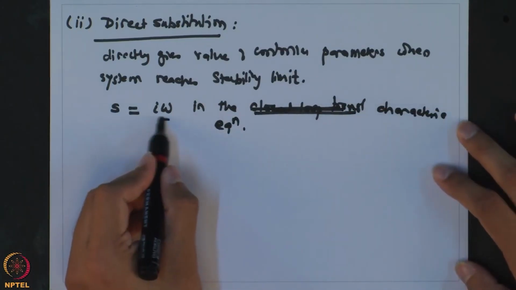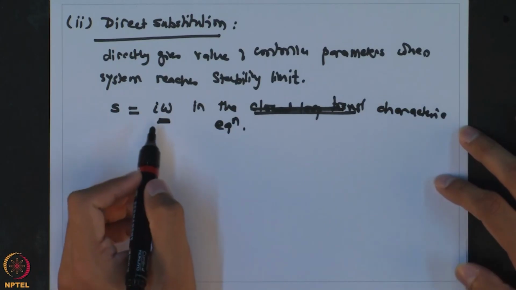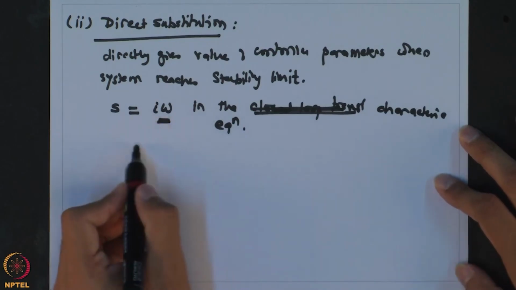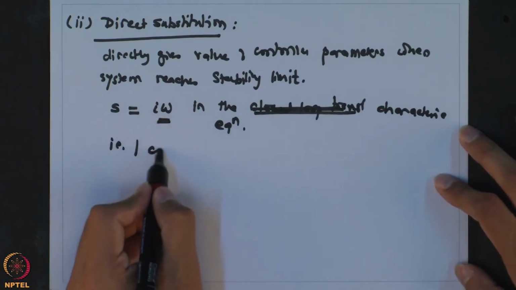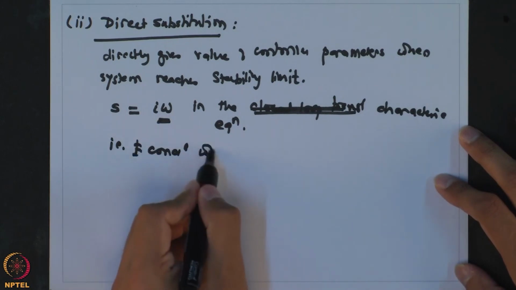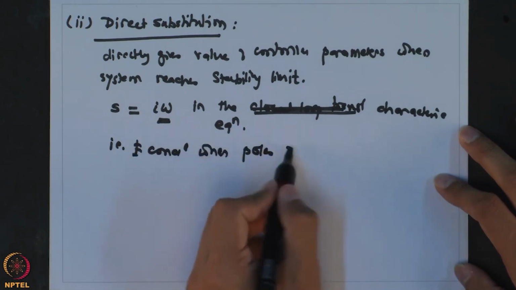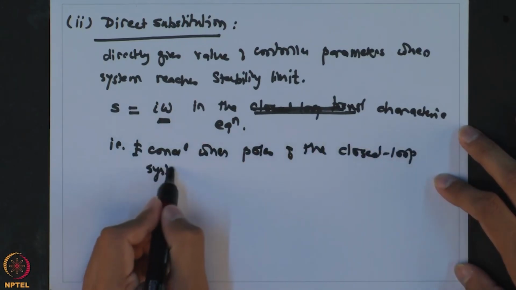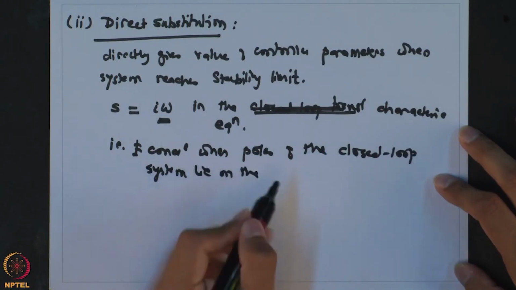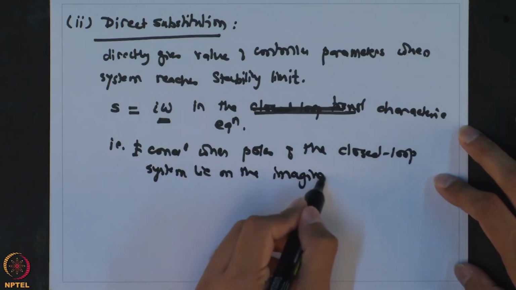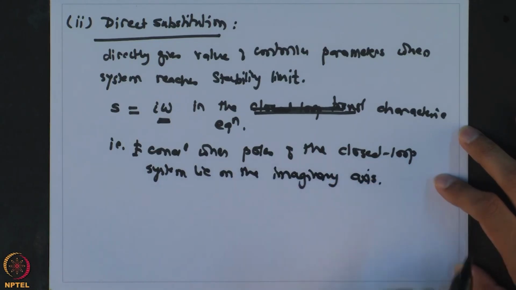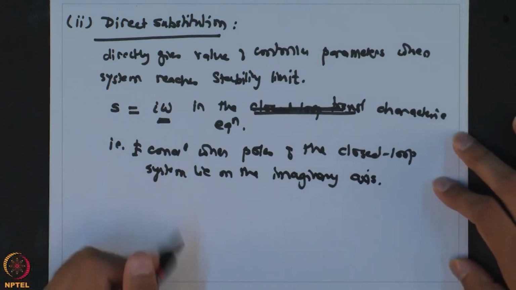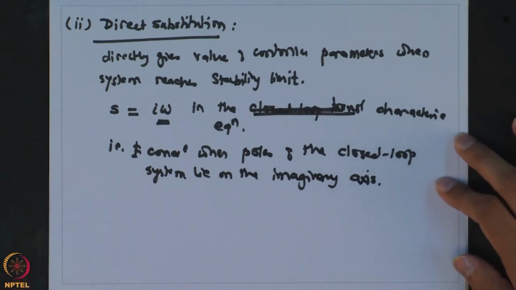So, what it means is it tries to find out the value of the controller parameters at which the poles will lie on the imaginary axis, that is, the condition when poles of the closed loop system lie on the imaginary axis. Okay. So, let us apply this method to our example of 3 CSTRs.